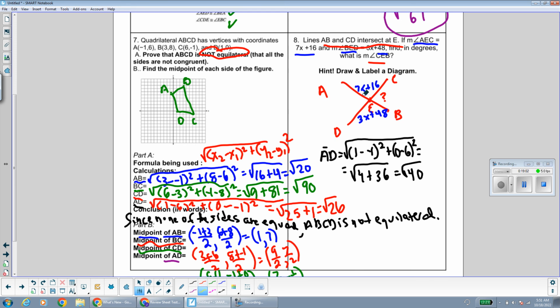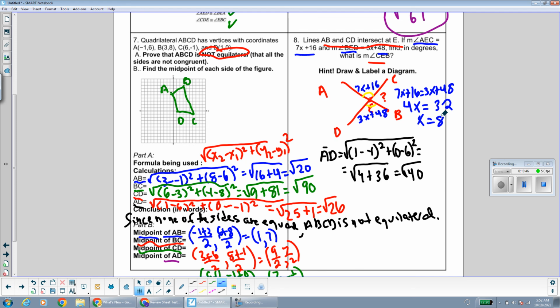So the two angles that we're given information about are vertical angles, so they are congruent to each other. So I can set up the equation 7x plus 16 is equal to 3x plus 48. Solving really quickly, 4x is equal to, let me add 48 and let me subtract 16 from 48. So we subtracted 3x from 7x. Let me subtract 16 from 48. And I got 32. And dividing both sides by 4, I got x is equal to 8.